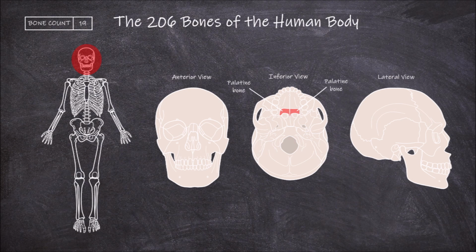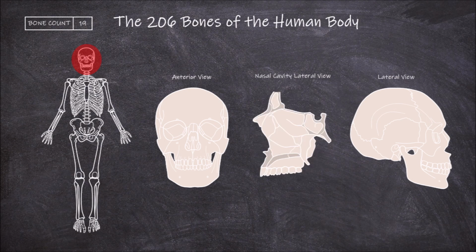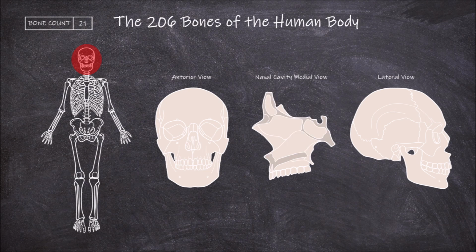Next are the two inferior nasal concha bones, which we will need the lateral view of the nasal cavity to see one of these properly. Here they are highlighted in red. These bones take us up to a total of 21 bones. The next bone is the vomer bone, which we will need the medial view of the nasal cavity to properly see this bone. Here it is, highlighted in red. This bone takes us up to a total of 22 bones.